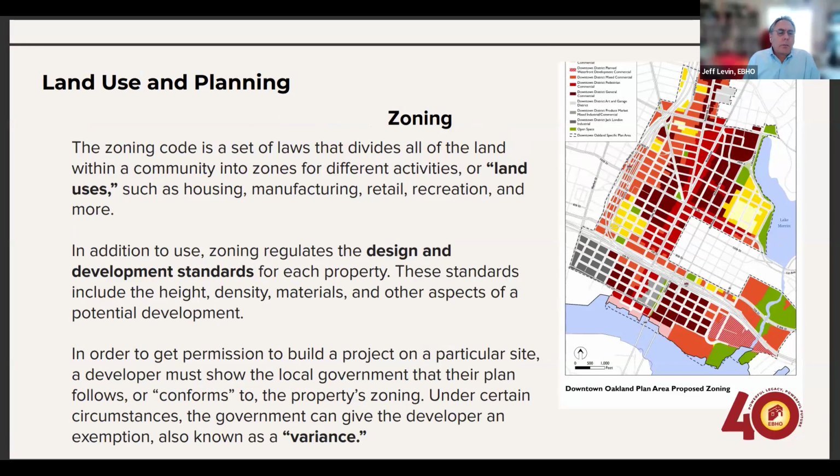In order to get permission to build a project on a particular site, developers have to show that their plan follows, or quote, conforms to the property's zoning. And if it does, there's a couple steps and we'll talk about that. If it does not conform to the zoning, then a developer will have to apply to the city for what's known as a variance in order to get some sort of exception to what the zoning normally requires. Next slide.